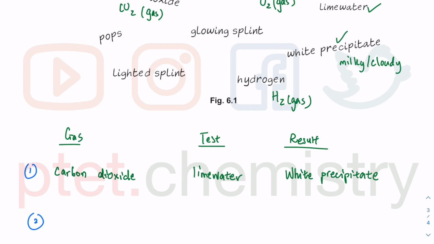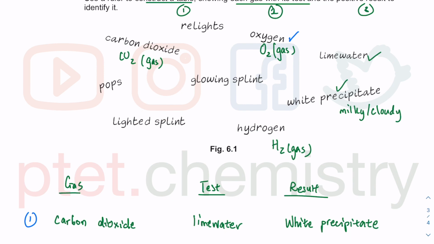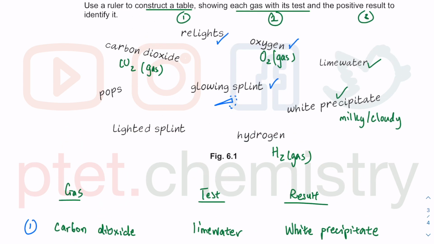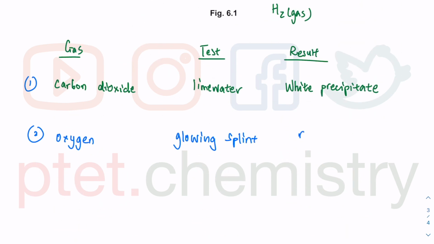Number 2, let's say I go for oxygen gas. Oxygen gas is tested using a glowing splint. That means you don't have the actual fire, you just have the flicker. And what happened to the glowing splint? It will relight as it sparks back into flame, because oxygen supports combustion, oxygen supports burning.